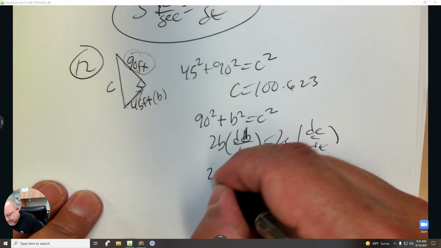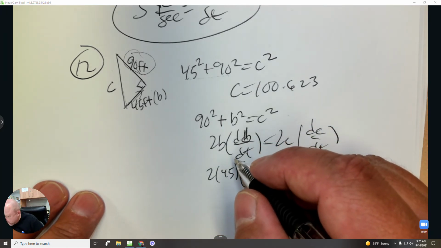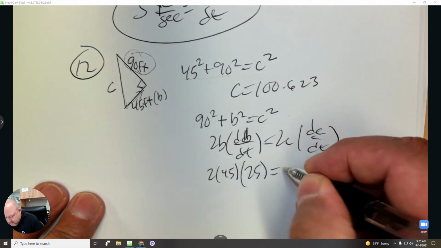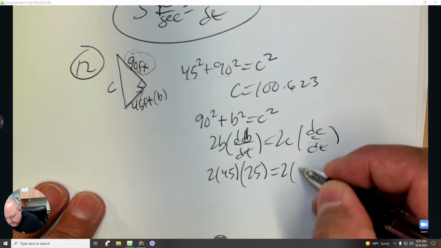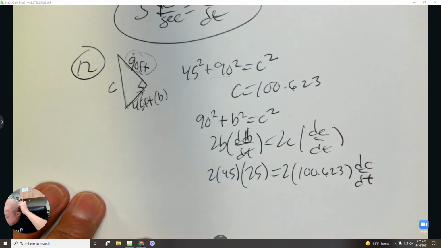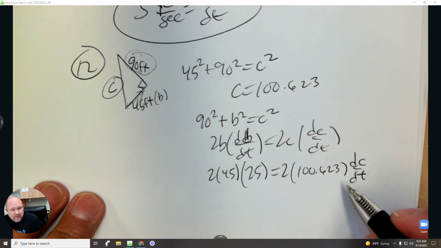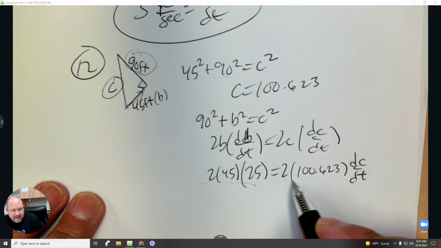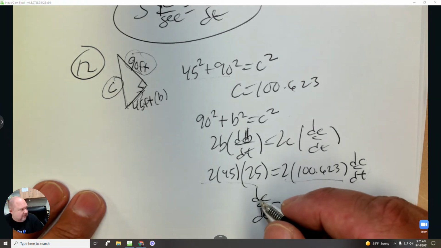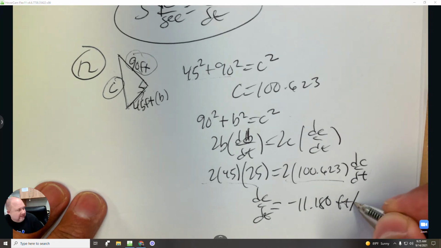So B is 45 feet. The rate for B, how fast is the baseball runner going? 25 feet per second, so that's in the question. C, we found, was about 100.623, and this is what I'm looking for, right? The change in his distance from second base. So this is the rate there is what I'm looking for. So if you multiply and divide with your calculator, you get the answer, negative 11.180, and that's feet per second.